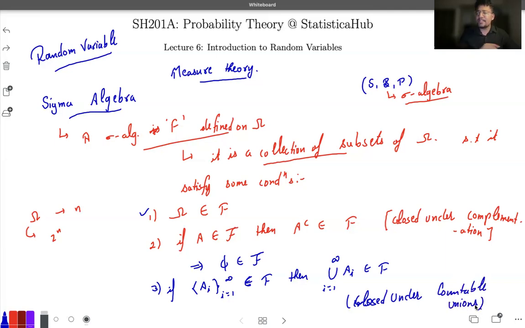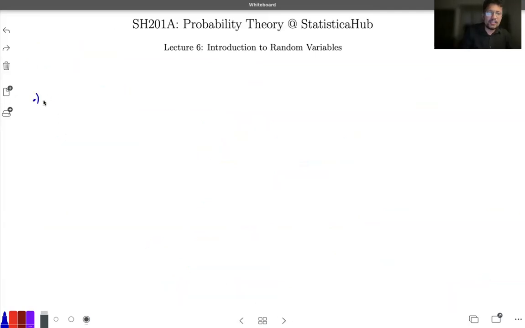So if any particular subset of the omega follows these three properties, then that particular subset is known as your sigma algebra. Okay, I hope that makes sense. Okay, moving ahead, we have something known as the measure.